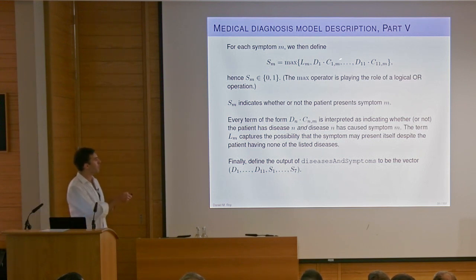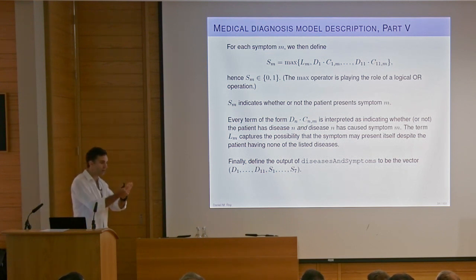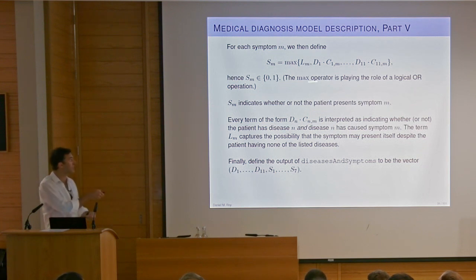So we have this or structure here. Having a disease then probabilistically or stochastically might cause you to have a symptom, and there's also this leaky possibility of getting a symptom, so they call this a noisy or. And what is SM? SM is indicating whether or not the patient presents a symptom.